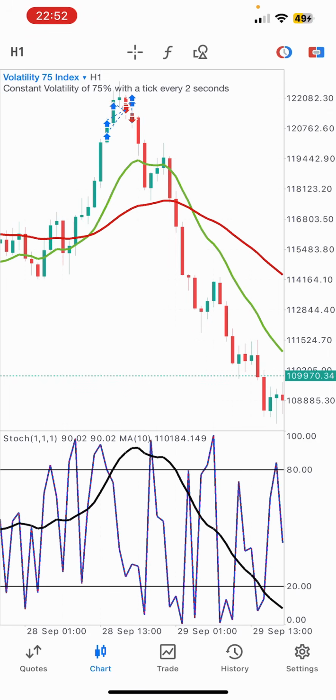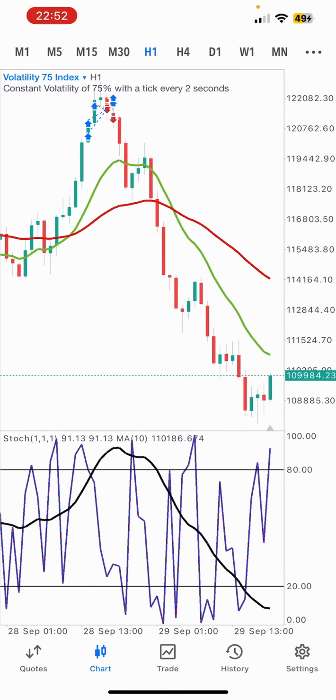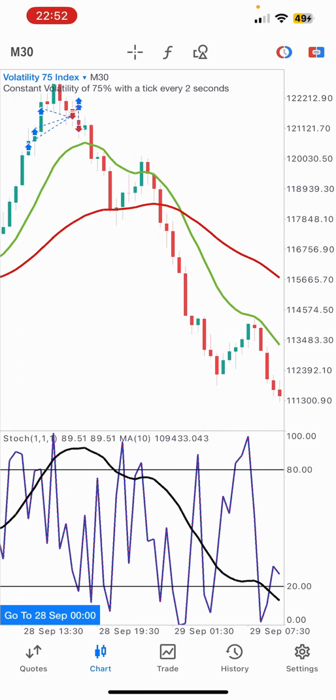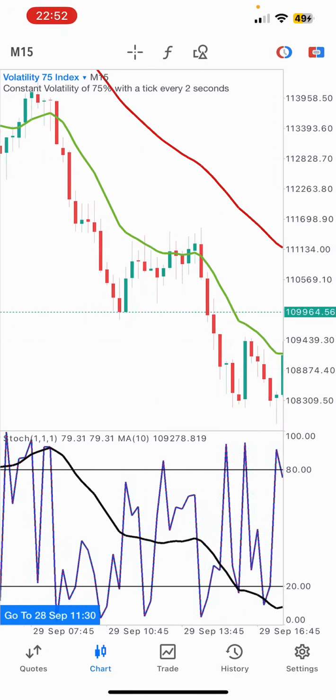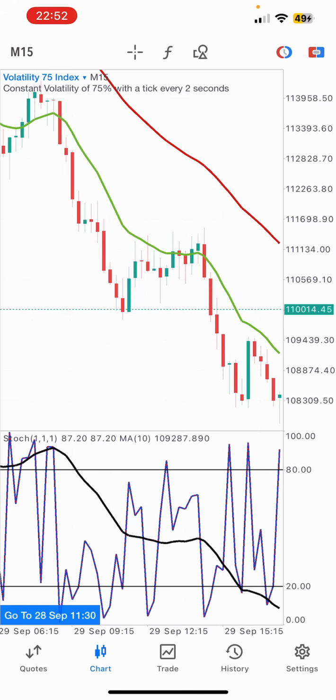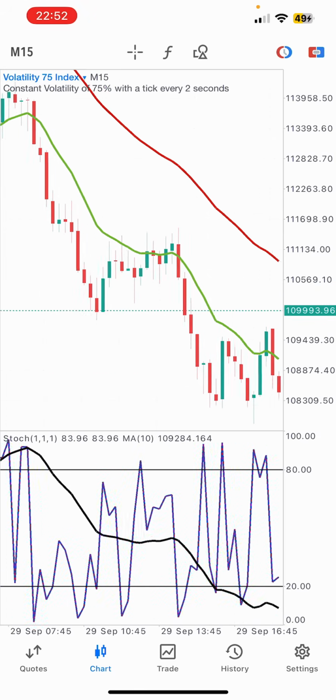They tally. The H1 is showing us a sell opportunity. I'll come to that to explain more. The 30-minute is showing us a sell opportunity. Then you go to the 15-minute time frame as well, and the 15 minutes is also showing us a sell opportunity.